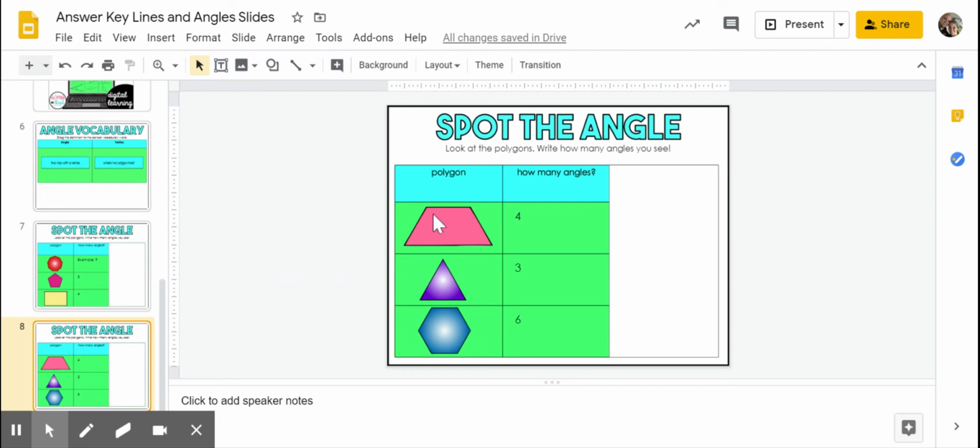On our last slide, we have a trapezoid that has 4 angles, a triangle that has 3, and then we have a hexagon that has 6. Make sure that you're checking that you did the work correctly.